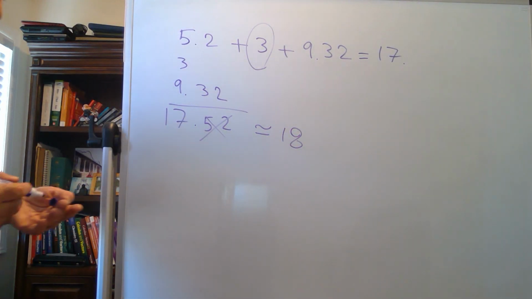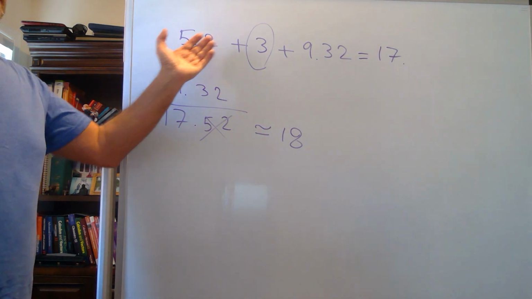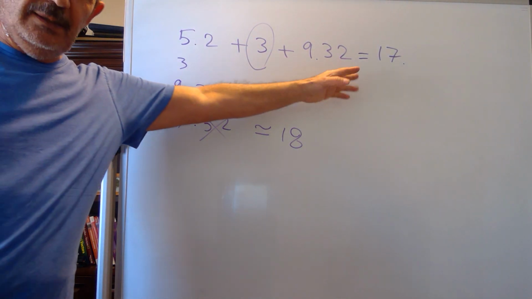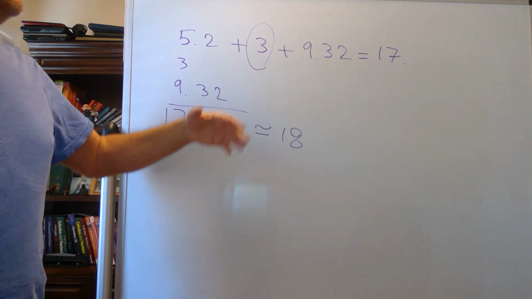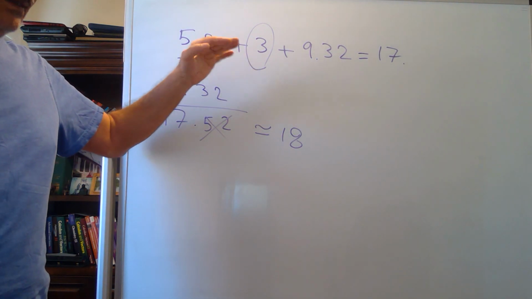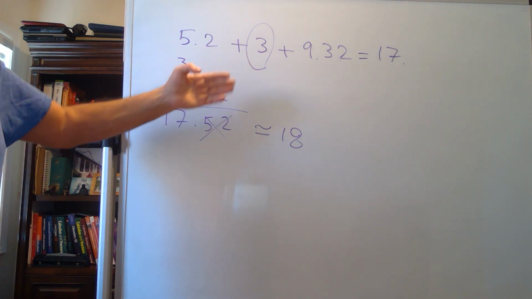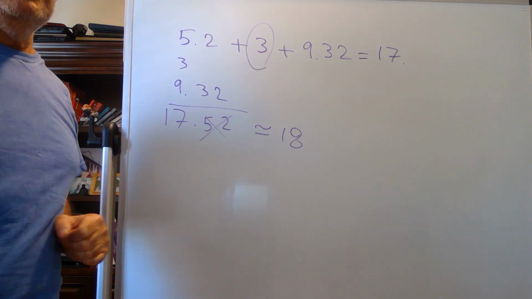So, remember, when we are adding numbers, the precision of the result is equal to the least precise number, which in this case is the 3.